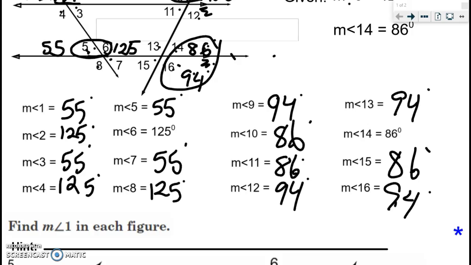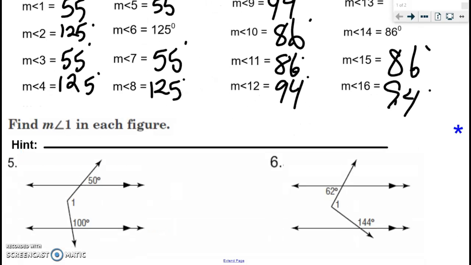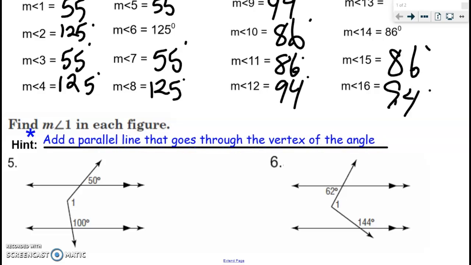All right. Here we go. Find measure of angle 1 in each figure. The hint is to add a parallel line that goes through the vertex of the angle. We're going to add a parallel line that goes through the vertex of the angle.